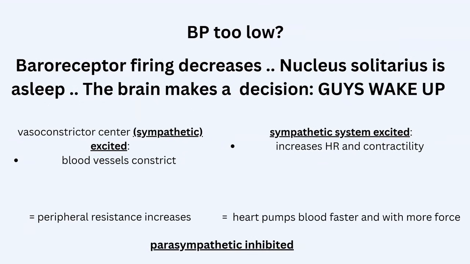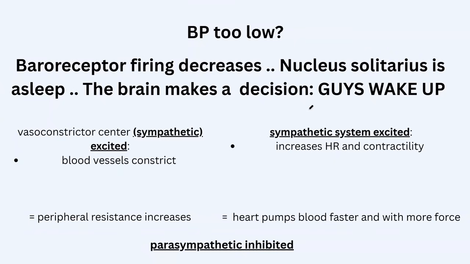Okay. And what happens if BP is too low? So I'm sitting and sitting and sitting for hours and my blood pressure is going down. And then the baroreceptors are not firing because there's no mechanical stimulation. It's very little mechanical stimulation because there's very little blood flow. So the baroreceptor firing is going to decrease. The nucleus solitarius is also asleep. Okay, everything is way too calm. And the secondary mechanism in the brain realizes it's too quiet. And it wants to wake everything up because if your BP is too low, you're going to die.